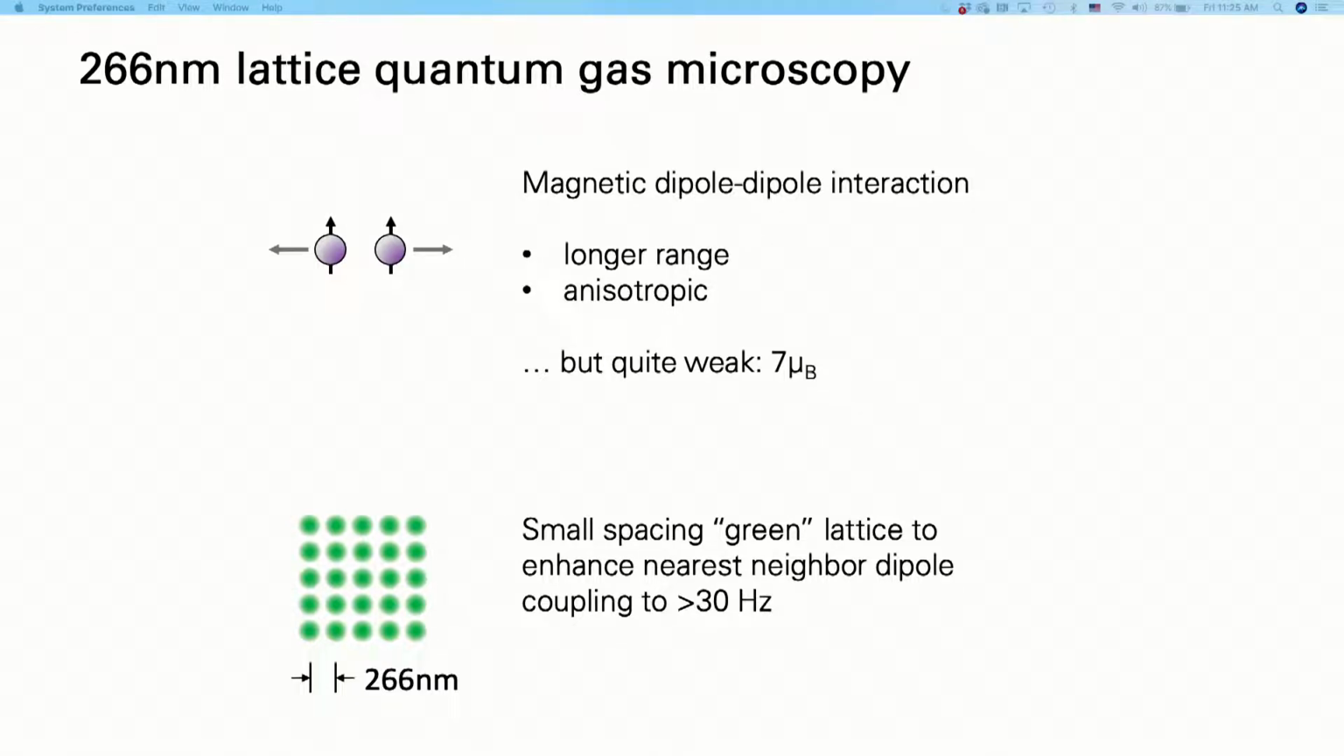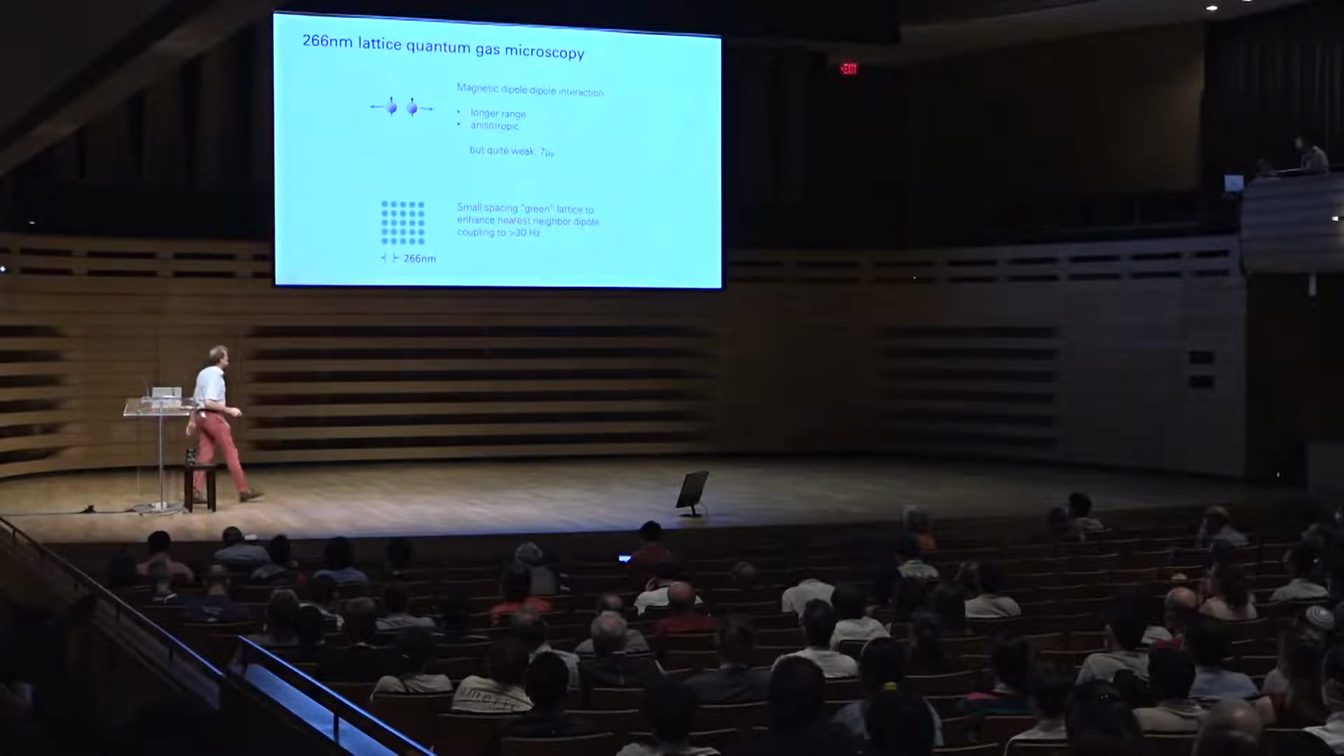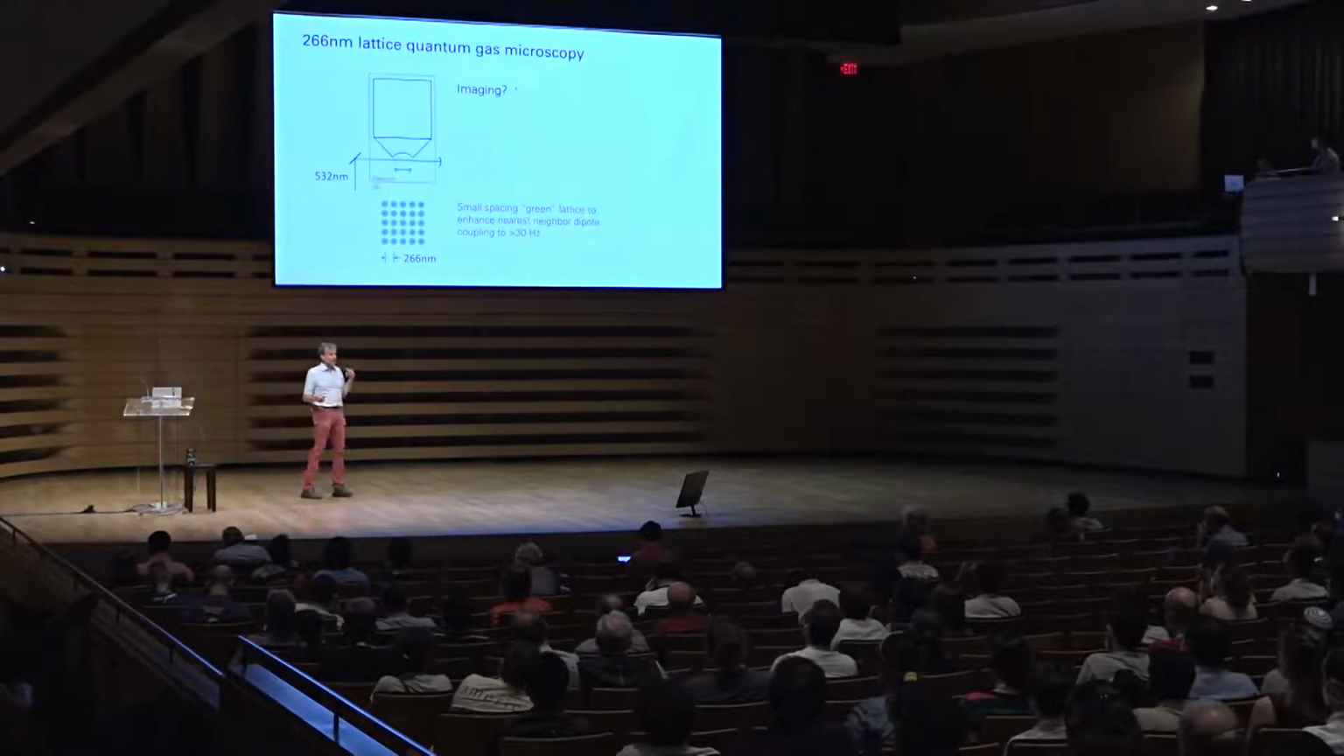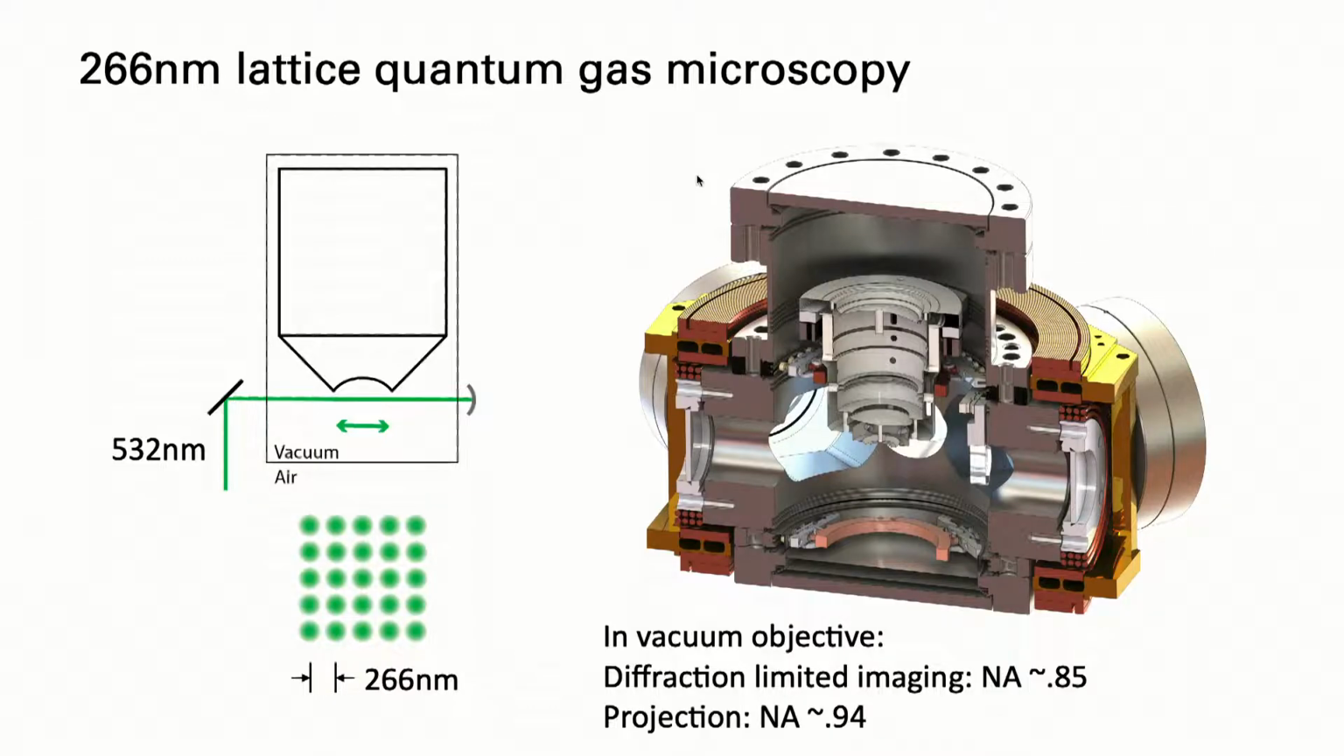But with this very small lattice spacing, how can we now do quantum gas microscopy? How can we image individual atoms in such a small spacing lattice? Well, the first thing we need is a high-resolution objective, a very good objective, and so we use an in-vacuum objective with a numerical aperture that is as high as it can be here.